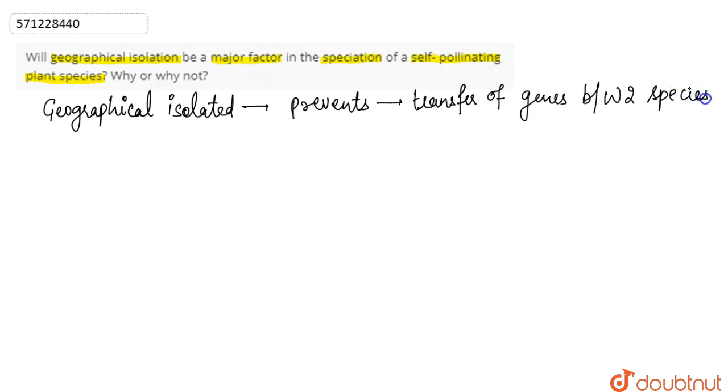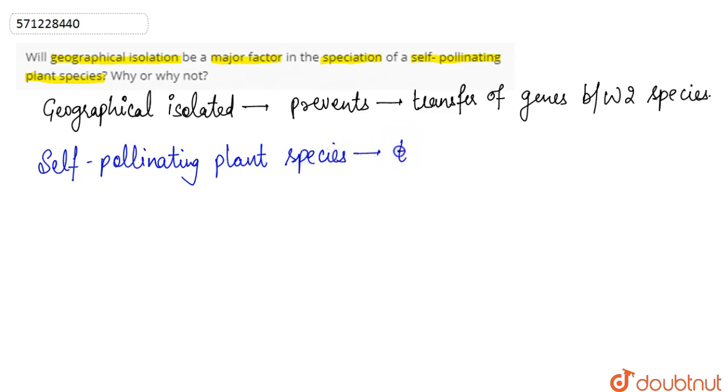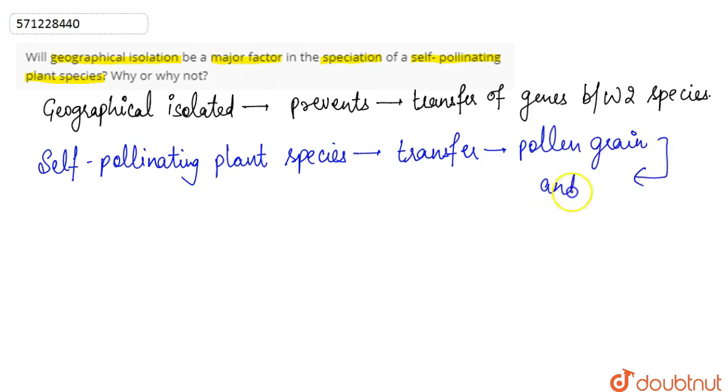In the case of a self-pollinating plant species, the transfer of pollen grains occurs from the anther of a flower to the stigma of the same flower. So this is basically known as self-pollination.